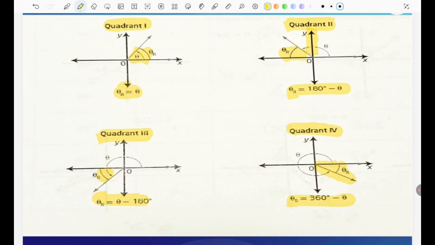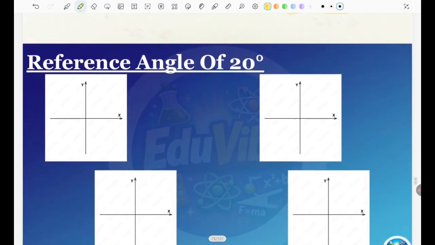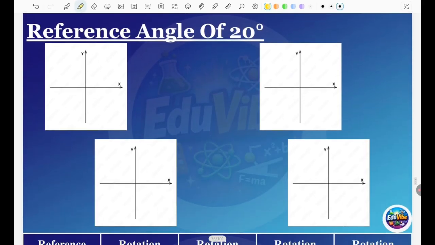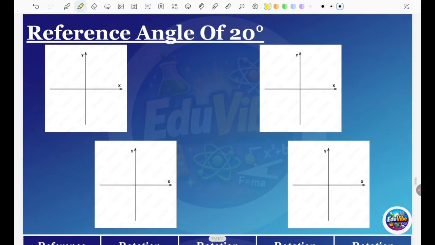Sometimes going from theta to the reference angle is very easy, but going from the reference angle to theta is sometimes trickier. So we will see that example now, how we can go from the reference angle to theta, and we will also see some examples when you do a table. So let's see that over there.